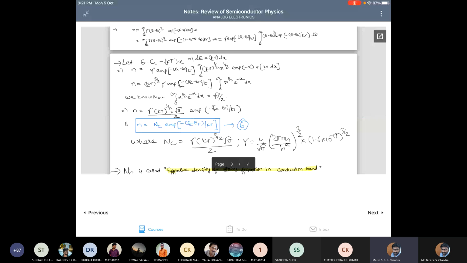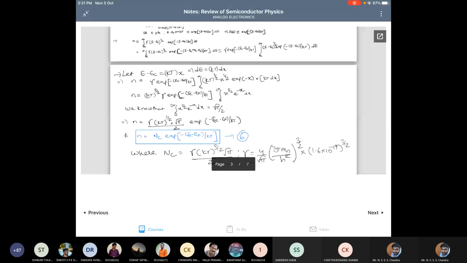We have (E − Ec) to the power half. So in place of it, we will get (kT)^(1/2) into x^(1/2) into exponential of minus x. So this entire term we have taken as x, and in place of dE, you are writing kT into dx.